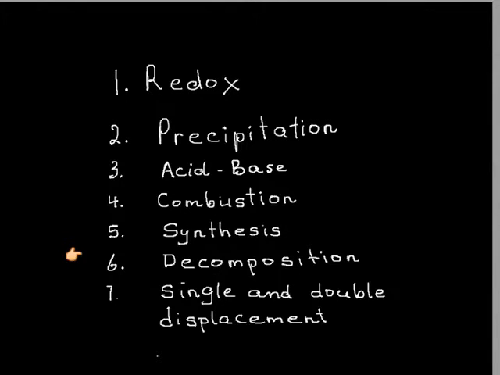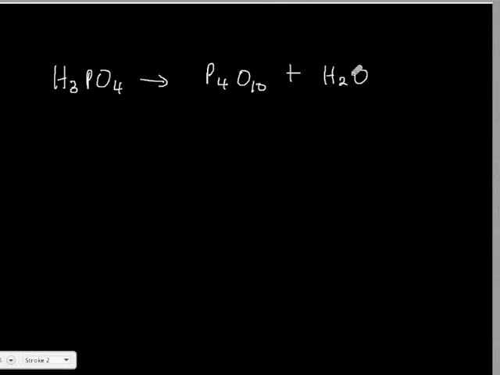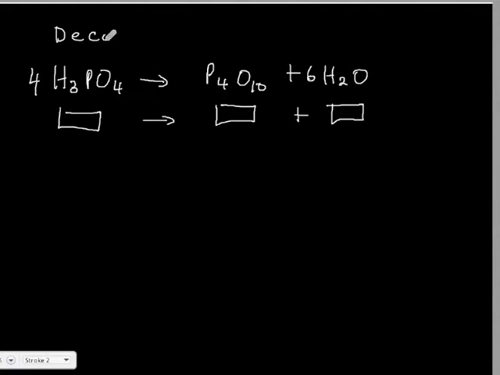Two more types of reaction that you will encounter are synthesis and decomposition. When one compound forms two or more compounds, we call this decomposition, and the reverse would be synthesis. For example, when phosphoric acid produces tetraphosphorus decaoxide and water, we will recognize this as a decomposition because you have one compound producing two compounds right here. So we should balance this equation. We should not leave any equations unbalanced. I would recognize this as a decomposition reaction.